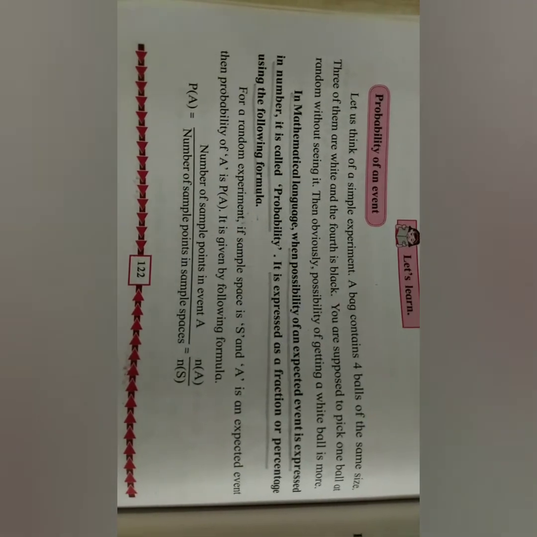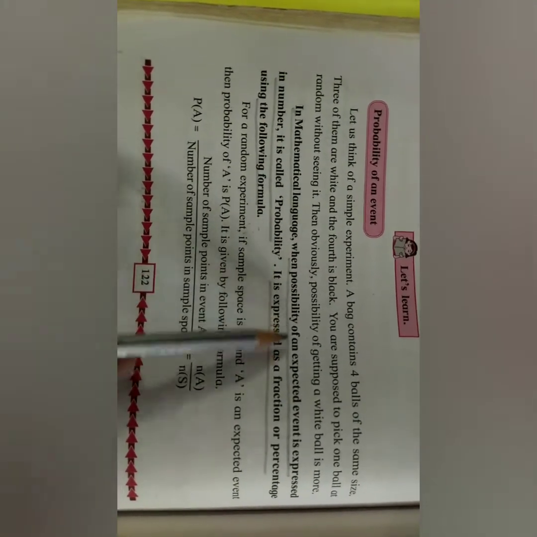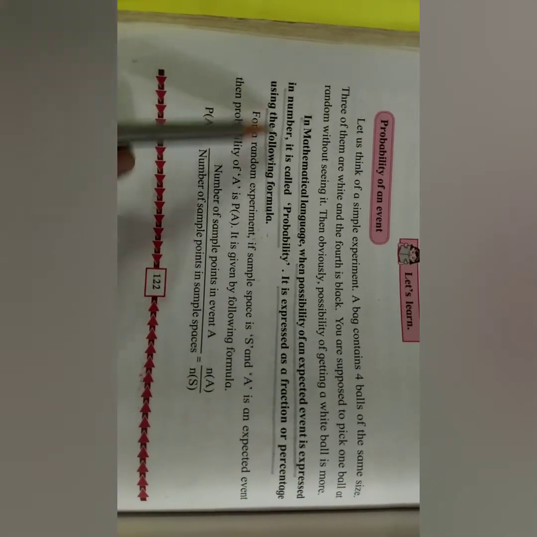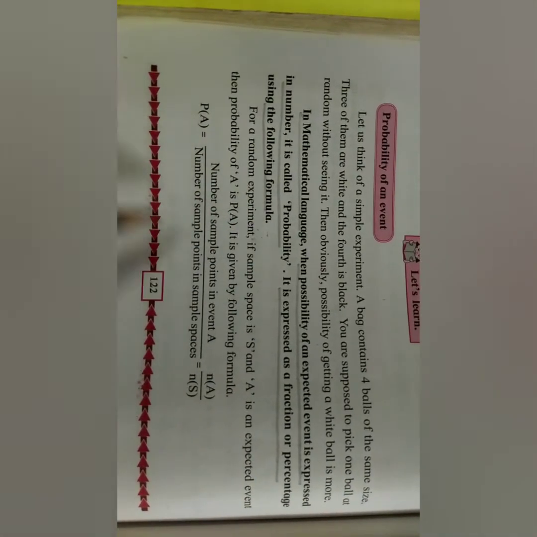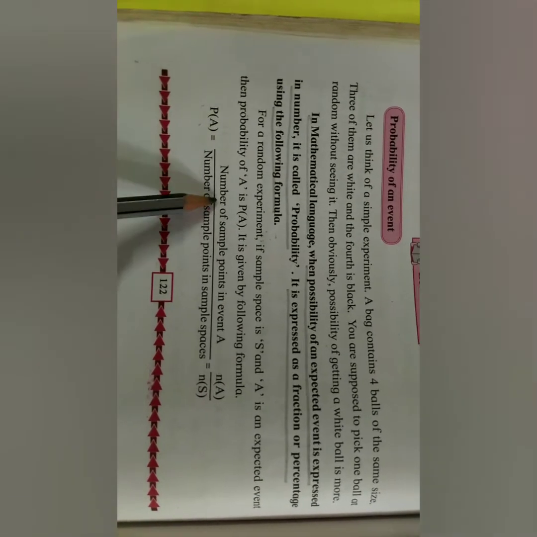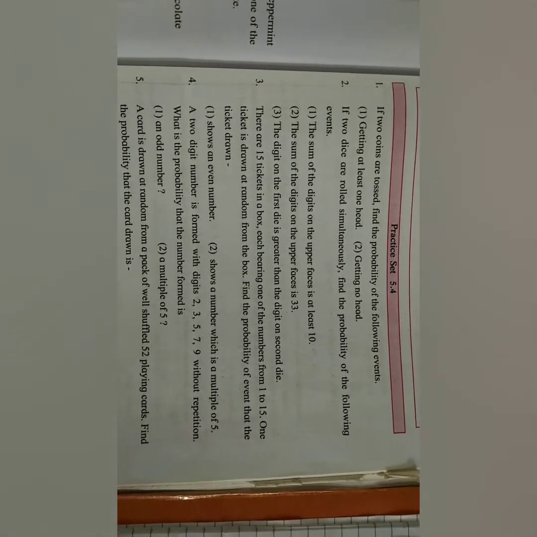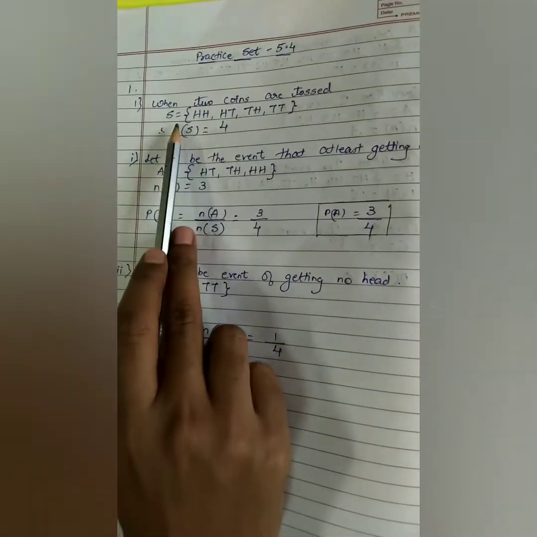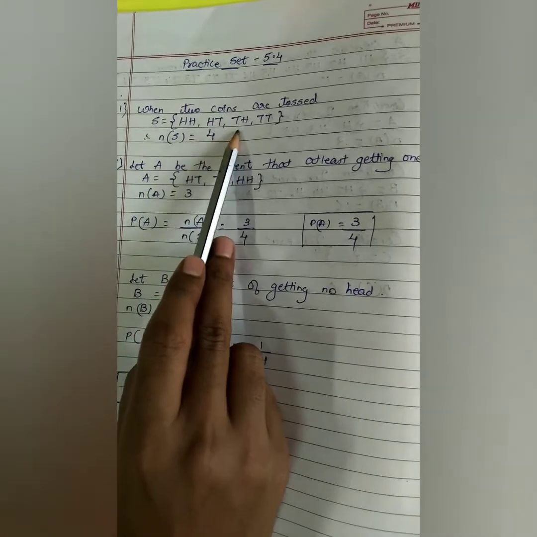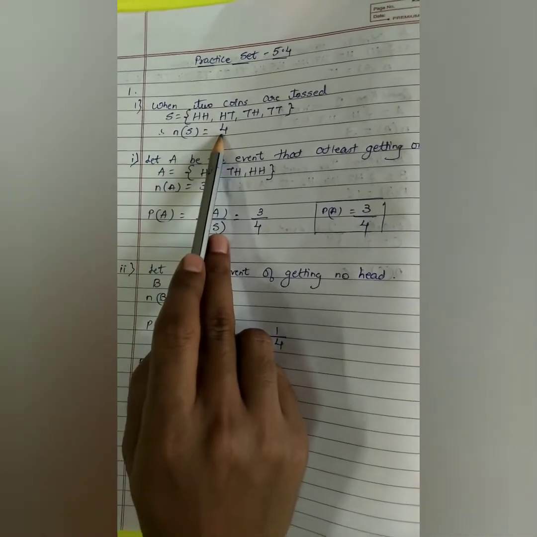Now, probability of an event. In mathematical language, when the possibility of an expected event is expressed in number, it is called probability. The formula for this is: probability of A equals number of sample points in event A upon number of sample points in the sample space, that is n(A) upon n(S). Now 5.1, question number 1: if two coins are tossed, find the probability of the following events: first, getting at least one head; second, getting no head. When two coins are tossed, the sample space is HH, HT, TH, TT, so n(S) equals 4.